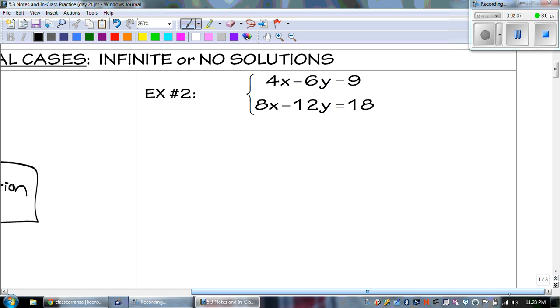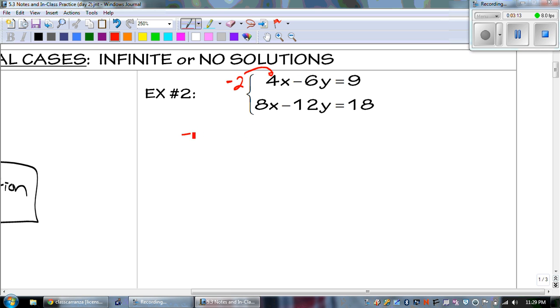Okay, example number 2. Once again, before we get started, we're checking if our x's and our y's are lined up. Yes, that means we can do an elimination. So this time, I think it's easy to cancel the x's again. So 4 and 8, well, we just talked about it. We need to multiply by 2. Except what kind of 2 is it now? Since they're both positives, I need to multiply by a negative 2.